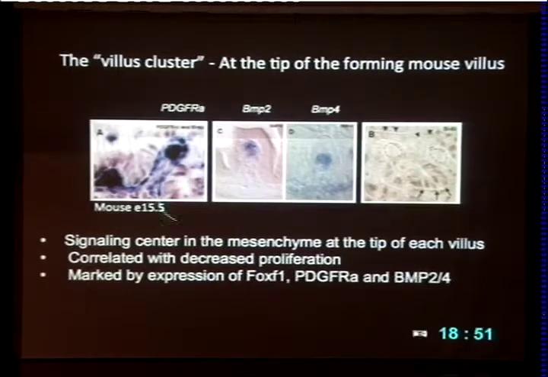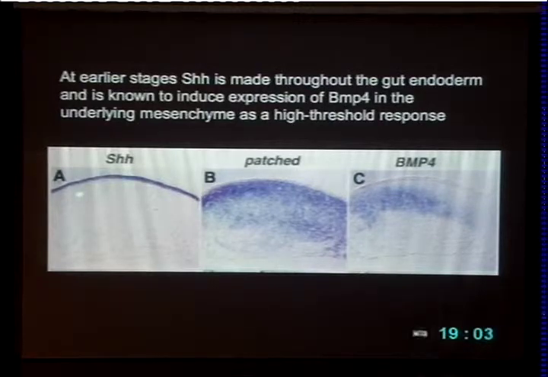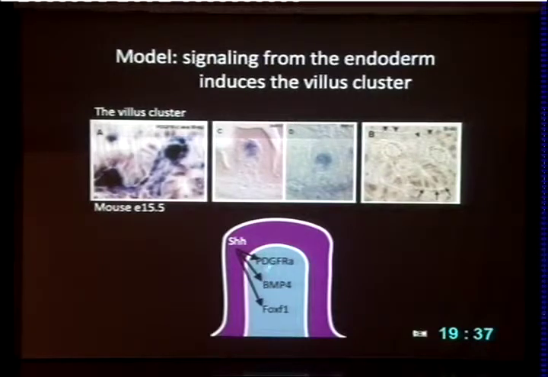The interesting thing to us immediately looking at this data was we know something about BMP4 earlier in gut development. What we know is that BMP4 is initially expressed in the mesenchyme in response to hedgehog signaling. Both sonic and Indian hedgehog are expressed throughout the endoderm of the midgut. And the receptor patched, which is itself a target gene of sonic and represents where sonic and Indian are active, shows there's hedgehog activity in a gradient going through the mesoderm. With a threshold, at fairly high levels of hedgehog signaling, you induce BMP4. So if BMP4 is downstream of sonic at an early stage, that suggested to us that maybe sonic is still controlling BMP4, and in addition PDGF receptor alpha and FOXF1, thereby turning on the villus cluster as a response to hedgehog signaling.